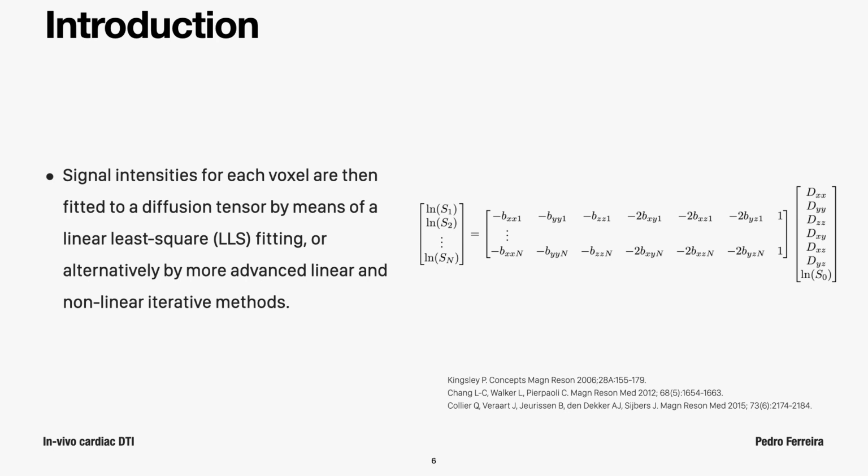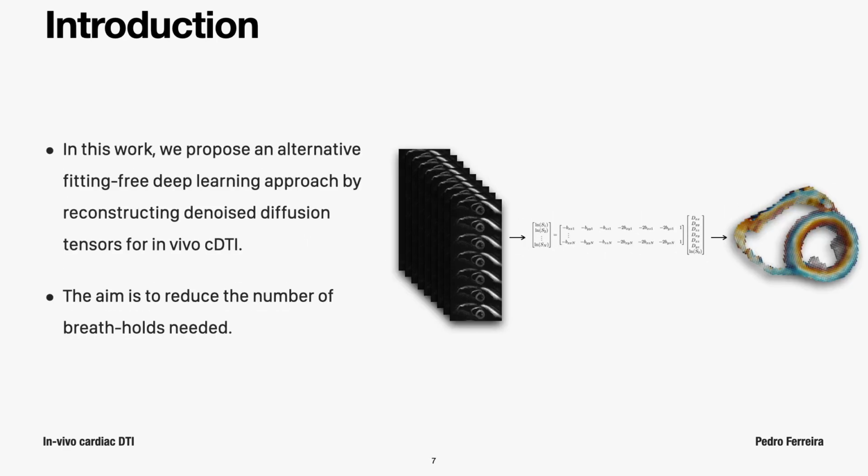The series of signal intensities for each voxel is normally fitted to a rank-2 diffusion tensor by means of a linear least squares fitting, or alternatively, by more advanced linear and non-linear iterative methods. In this work, we propose an alternative fitting-free deep learning approach by reconstructing the diffusion tensors for in vivo cDTI with the aim of reducing the number of breath-holds needed.